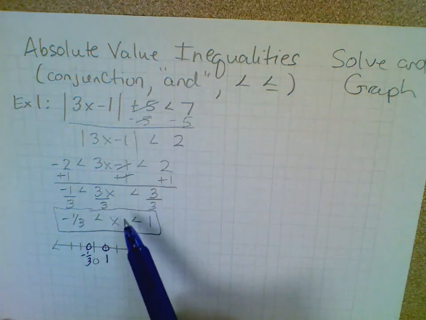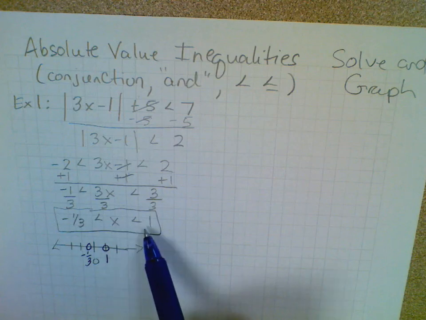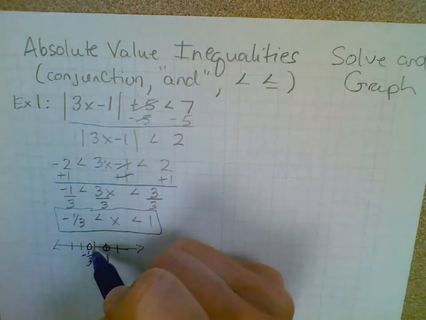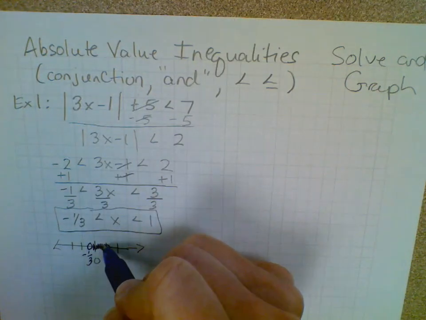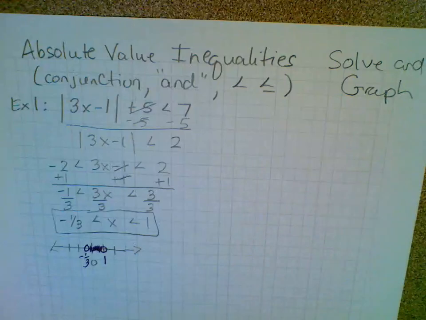Now I have to decide shading-wise. X is going to be less than 1, but it's greater than negative 1/3. So it's going to end up being in between the negative 1/3 and the 1, just like that. So that's the nature of the compound and the conjunctions: you shade together on those types of inequalities. And that's when you have the less than or less than equal to. All right, let's move on to the second example.